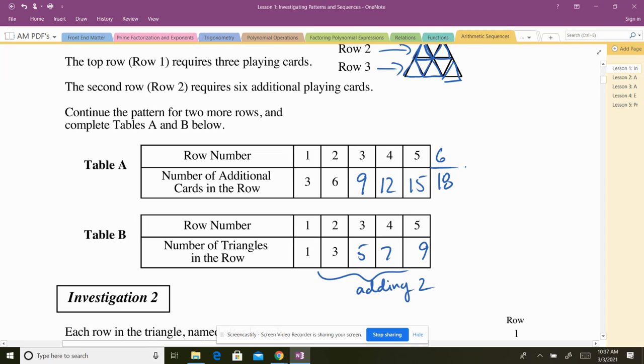These are examples of arithmetic sequences. Arithmetic means you're adding something to get the next number. So in the first one, we're adding 3 every time we go up. In the second one, we're adding 2 every time we go up. Okay? There's other types of sequences.